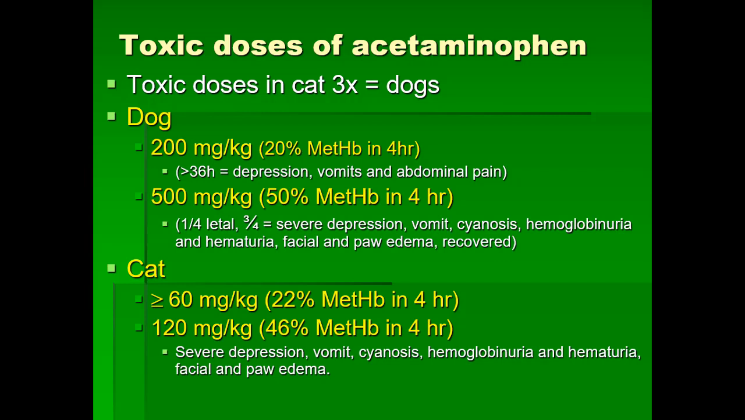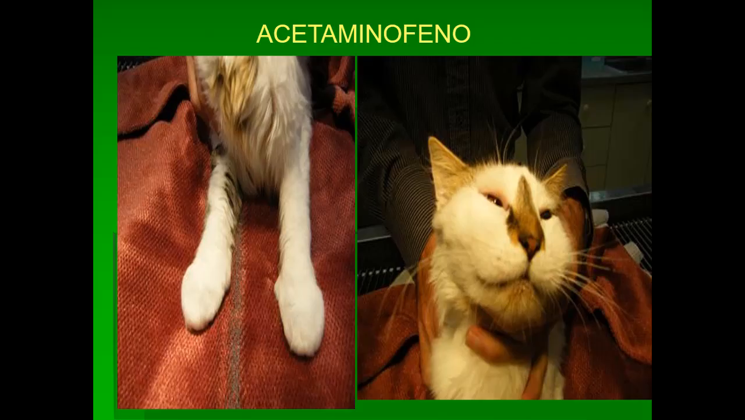The group of dogs with 200 milligrams per kilogram in cats is the same one as with 60 milligrams per kilogram, and the group of dogs on the 500 milligrams per kilogram dosage now becomes the same one in cats at 120 milligrams per kilogram. So as you can see, the clinical signs are the same in dogs and cats, but at 3 times different doses. Here is a picture of a cat with a moon face and edema on its paws.